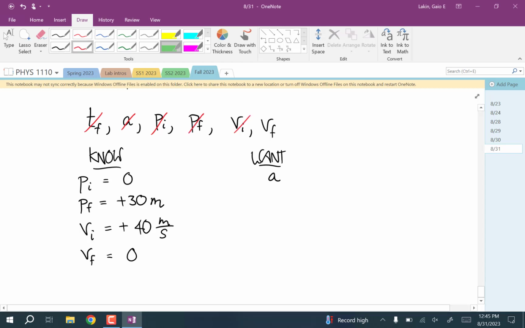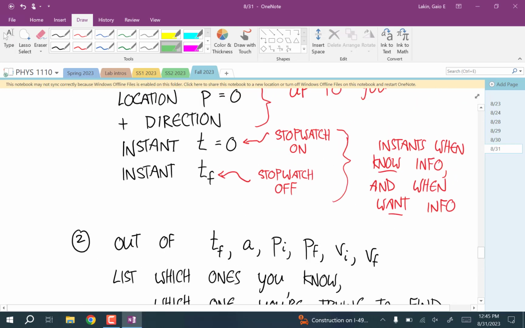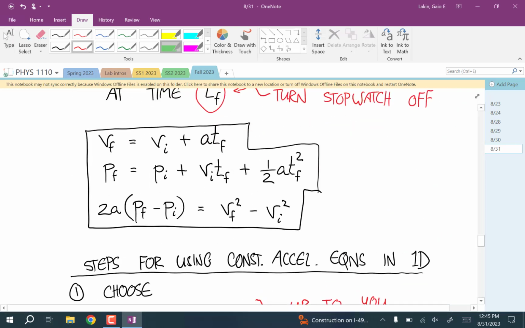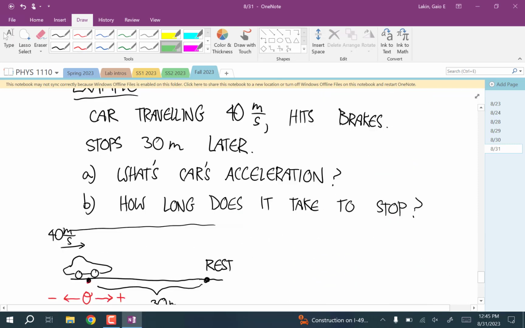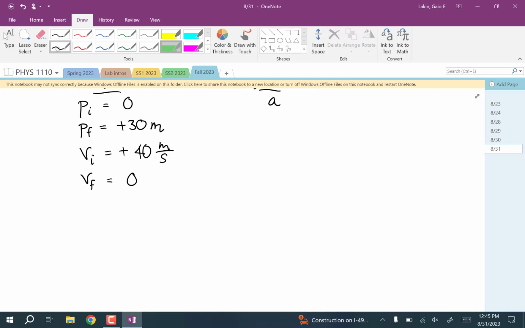And now we're done with all this. So now we can look for an equation and see if there's one that solves this. Since we're looking for A, and 2 of these equations also have TF in them, we know that those 2 aren't going to work. So the only one that could possibly work is this third one that doesn't have TF in it. So let's see if that one will work. I'm going to write that down and let's look at it. That equation says 2A times the quantity PF minus PI is equal to VF squared minus VI squared.